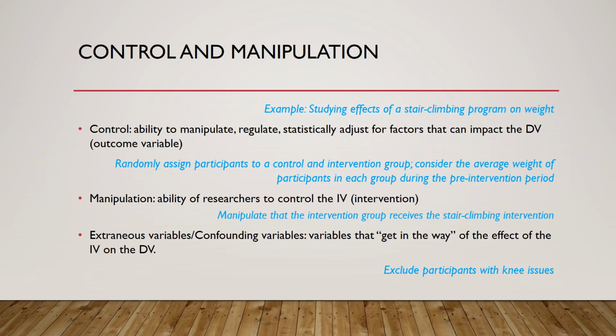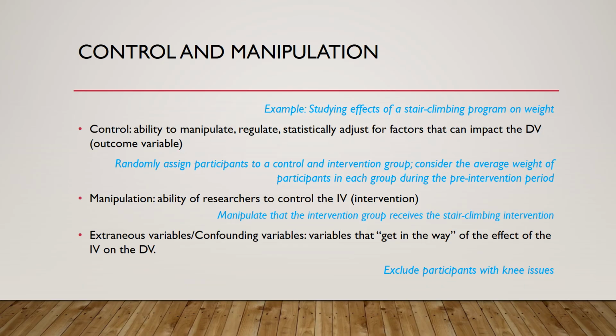Next up, we have control and manipulation. So let's say you're conducting a study where you want to see if a stair climbing intervention affects participants' weights. Now, control is your ability to manipulate or control factors in your study that could get in the way of what you wanted to study. So, for example, you want to see if stair climbing affects weight. Well, with control, you could see what variables might affect weight besides stair climbing.